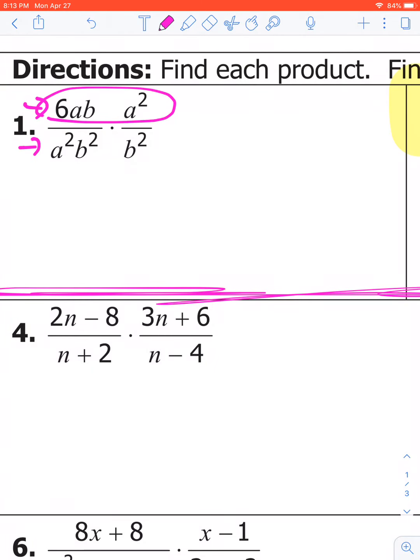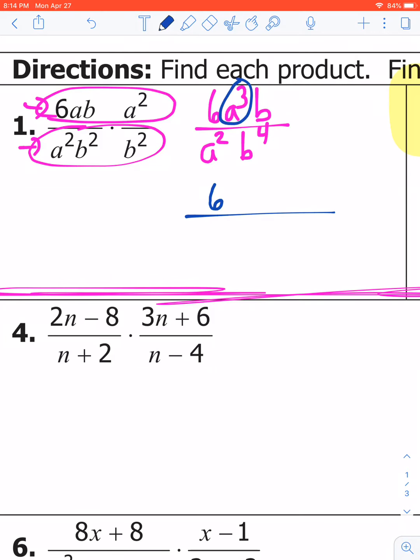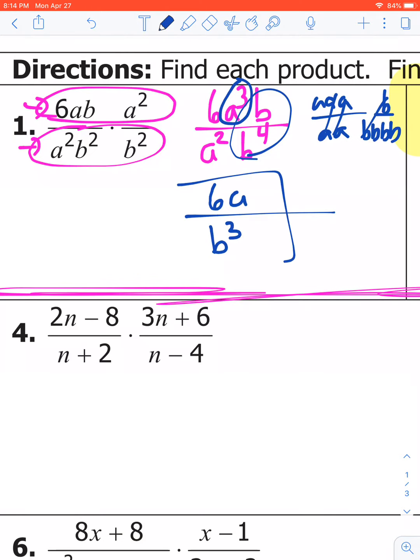So if I multiply the numerators together, this yields 6a to the third b. And if I multiply the denominators together, I get a squared b to the fourth. Now this is a problem that looks like the previous homework. If I look at the number family, 6 reduces to 6. I have 3 a's on top. I have 2 a's on bottom, which yields an a on top. And then when I look at the b family, I have a b on top. I have 4 b's on bottom, leaving me with a b to the third. So 6a over b to the third would be my final answer.